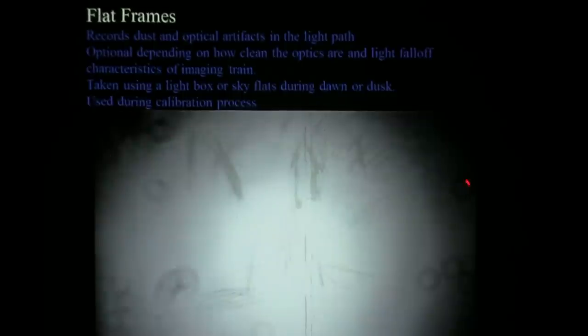And these little donuts, things that look like loose leaf binders, this is actually caused by dust. And there's a formula where if you measure the width of the donut, you can actually calculate how far from the CCD surface that dust is. Again, this would be used during the calibration process. If you have very clean optics, you can bypass it.